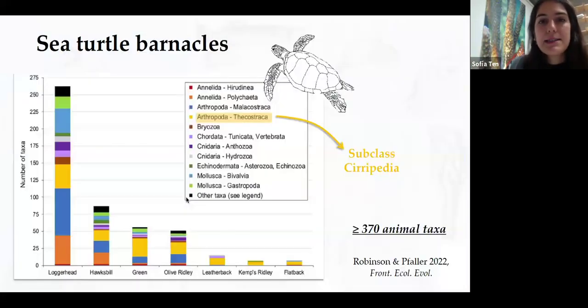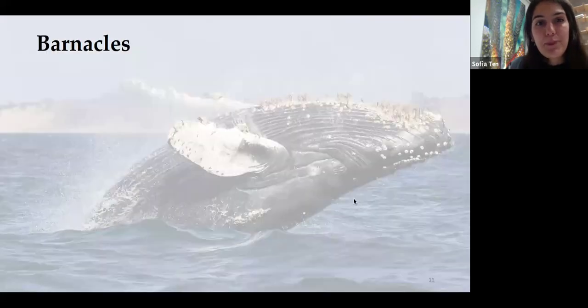Just another heads up: in the case of sea turtles, as I was saying, epibiotic species are much more abundant. We have many, but as you can see, barnacles are also a big component of their epibiotic communities. As we can see here in yellow color, these are all barnacles. We see that in all sea turtle species, we can find barnacles, and they compose a big part of the abundance of epibionts we can find on them.